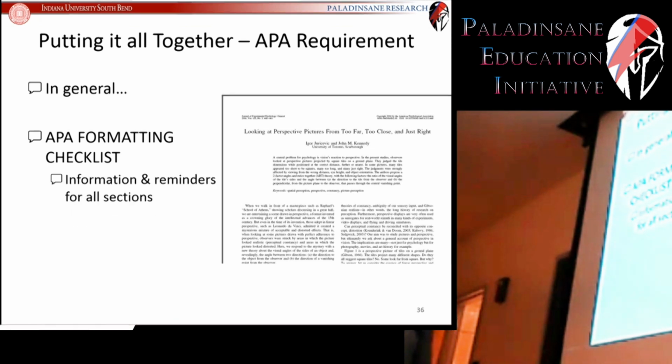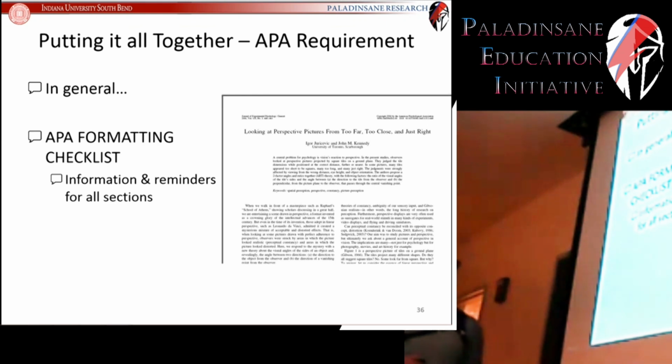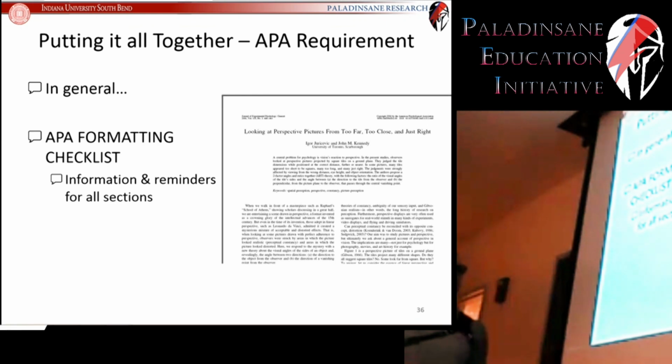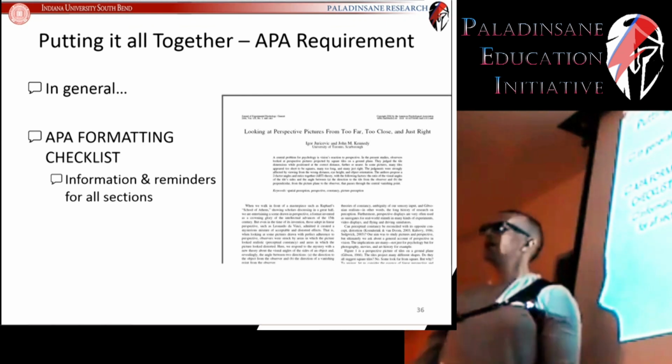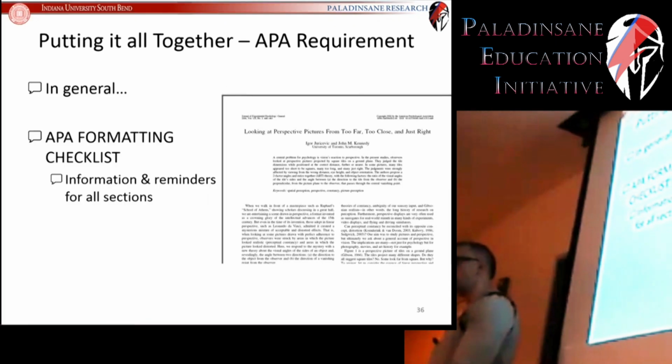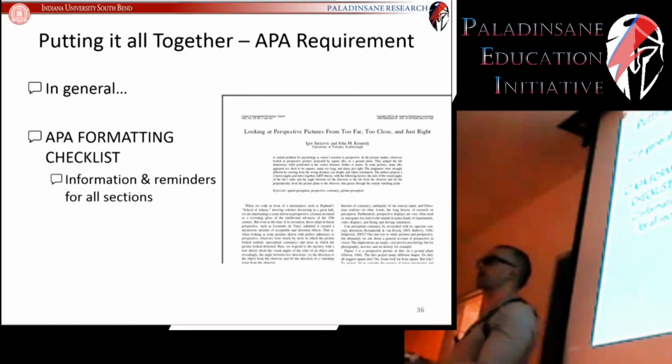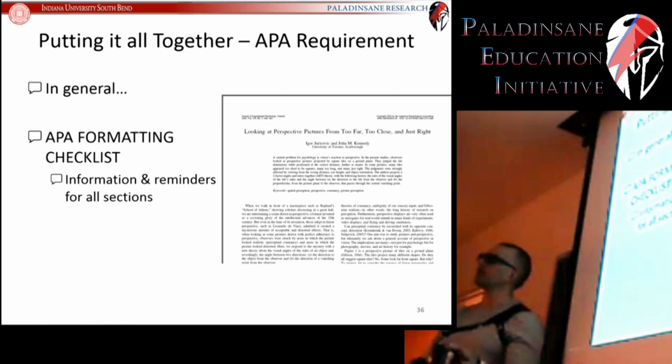All right, and then in general, APA formatting, basically what we have done so far for all the sections. So everything carries forward for this final research report. Everything needs to be done correctly at this point.